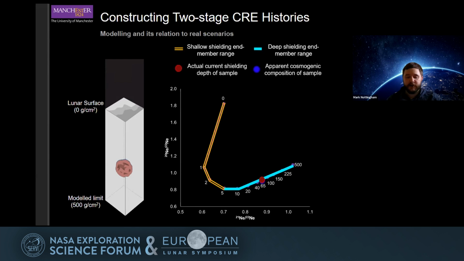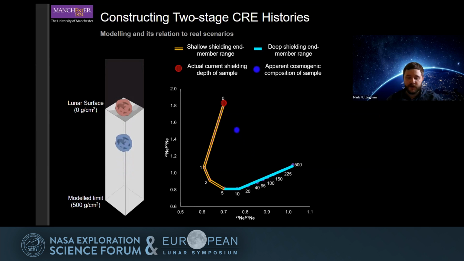If we have a sample buried at 65 grams per square centimeter in the regolith, then any cosmogenic neon produced will show an isotopic composition represented by that red circle that's now plotted on the graph. And if we exhume our theoretical sample from that depth to within 5 centimeters of the lunar surface, where many Apollo samples were collected from, we change the ratios of the cosmogenic gas production so that any gas produced at the surface will now conform to this new composition.